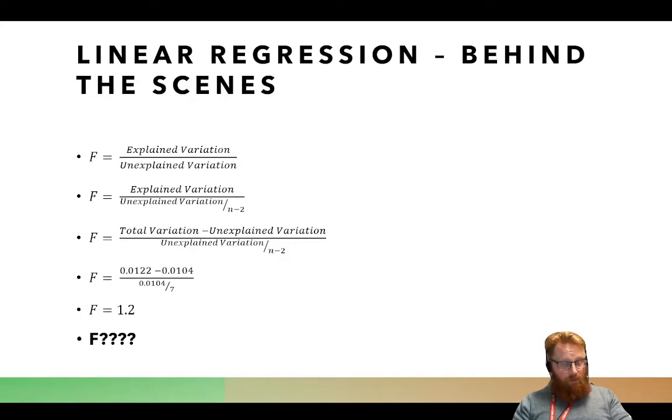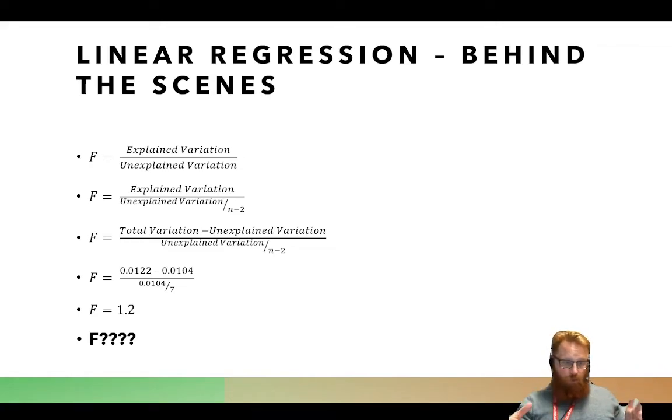Well, the beauty of the F value is this. We know its distribution when the null hypothesis is true. What is the null hypothesis? The null hypothesis in this case is that the values on the x axis were randomly generated, the values on the y axis were randomly generated, and so there's no relationship between x and y.